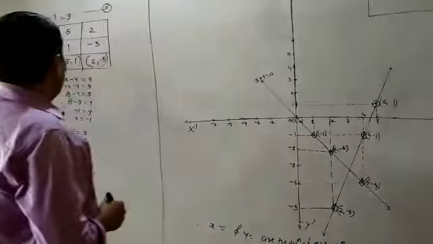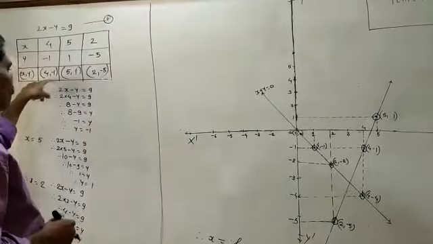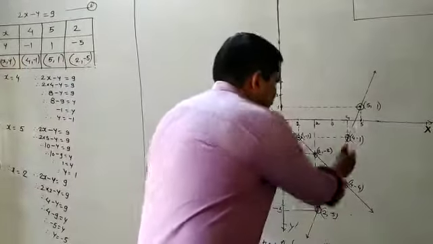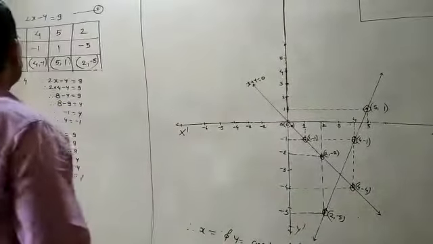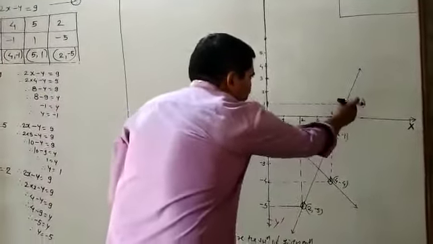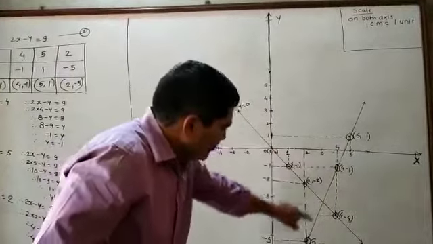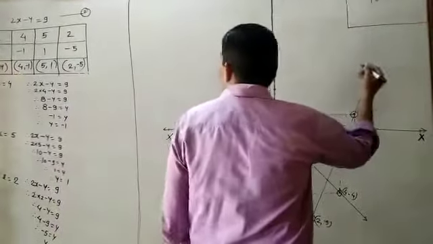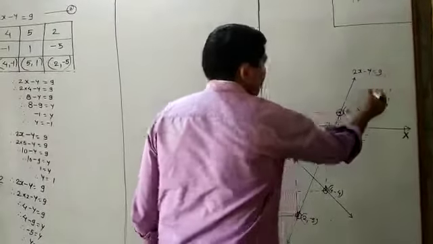After that, you have to concentrate on the other line. The first point is (4, -1). You will plot 4, minus 1 here. This is the point (4, -1). The second point is (5, 1). X coordinate is 5, y coordinate is 1. This point will come here. And the third point is (2, -5). And this line has the equation 2x minus y is equal to 9.